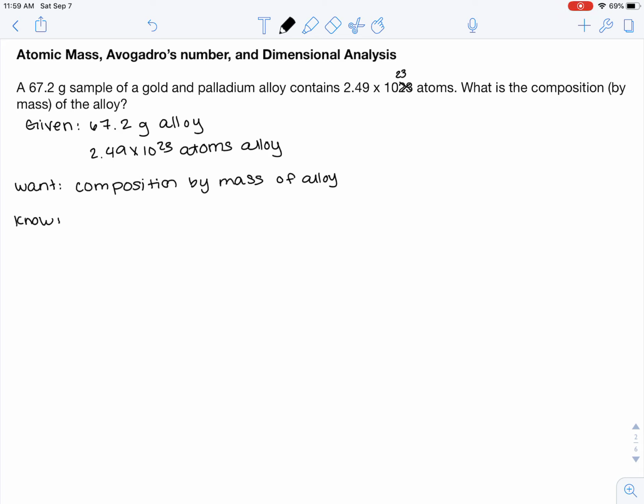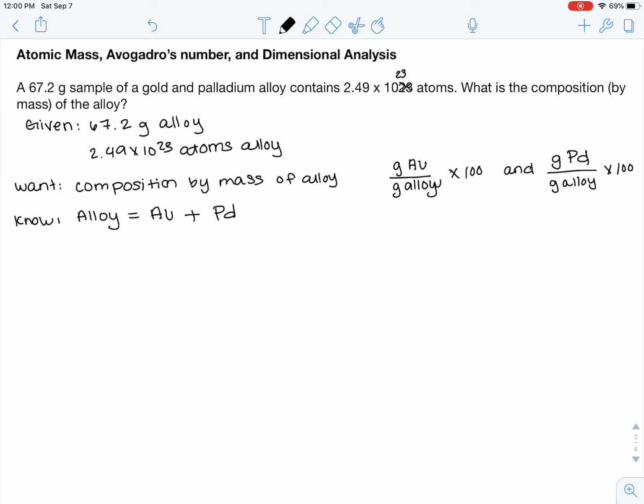So alloy is equal to gold plus palladium, according to this problem, this particular sample. So I know that it's made up of two things. So for the composition, I want to figure out the grams of gold divided by grams of alloy and multiply that by 100. And the same thing for the palladium. However, since you know the total has to be 100, you can find one percentage and then subtract from 100 to find the other percentage.